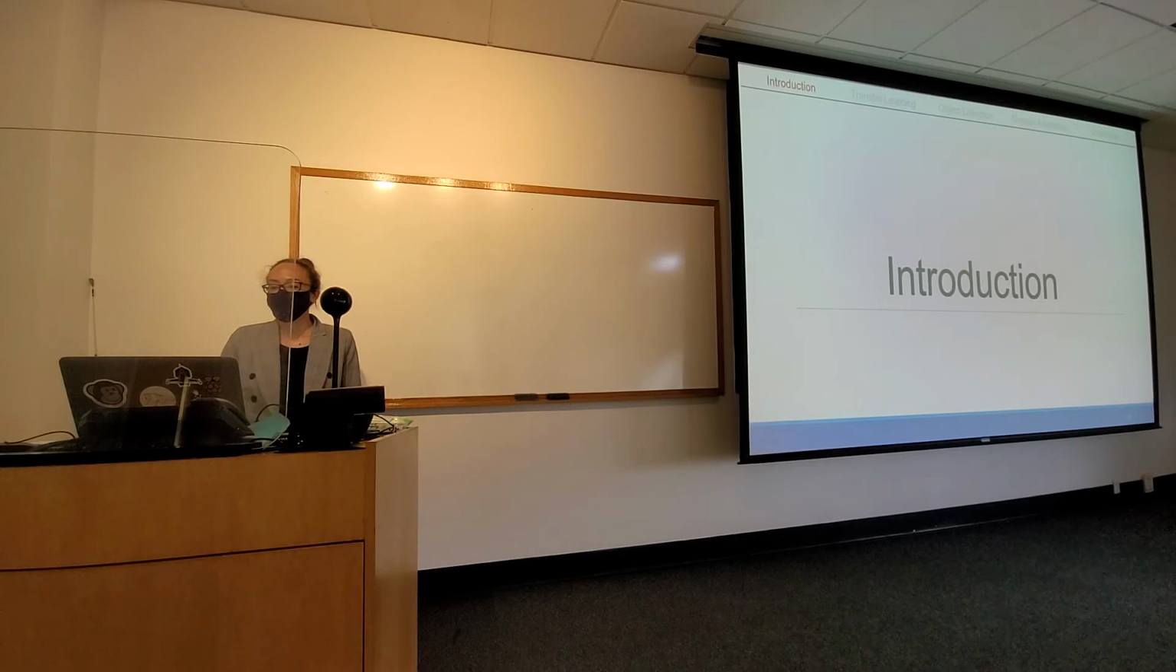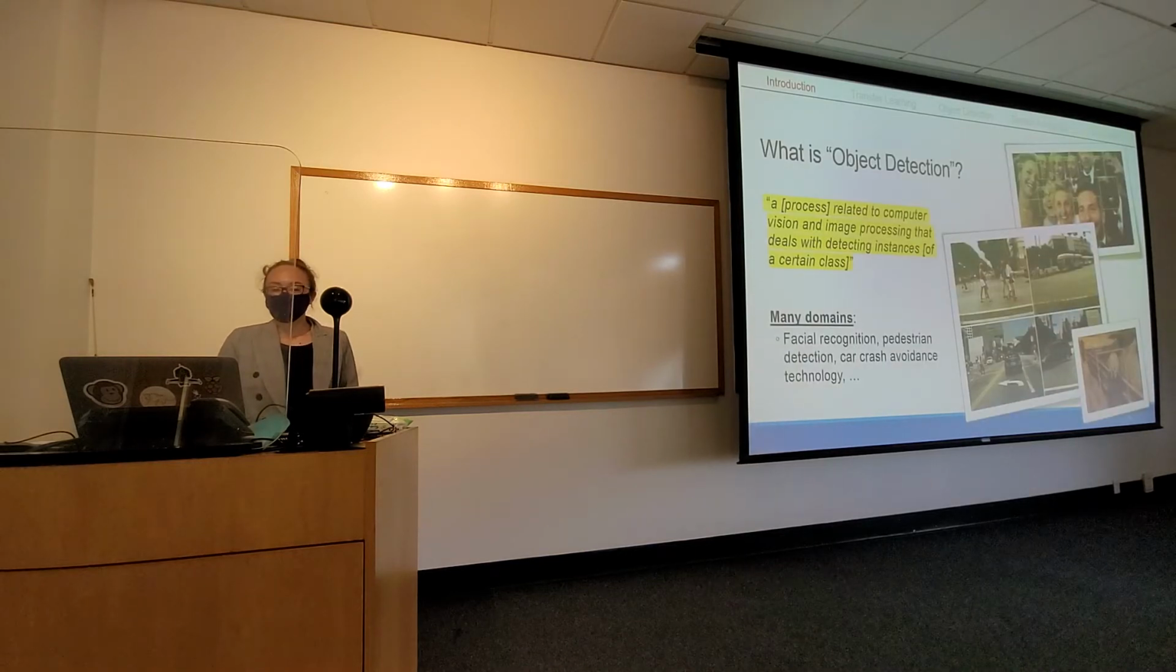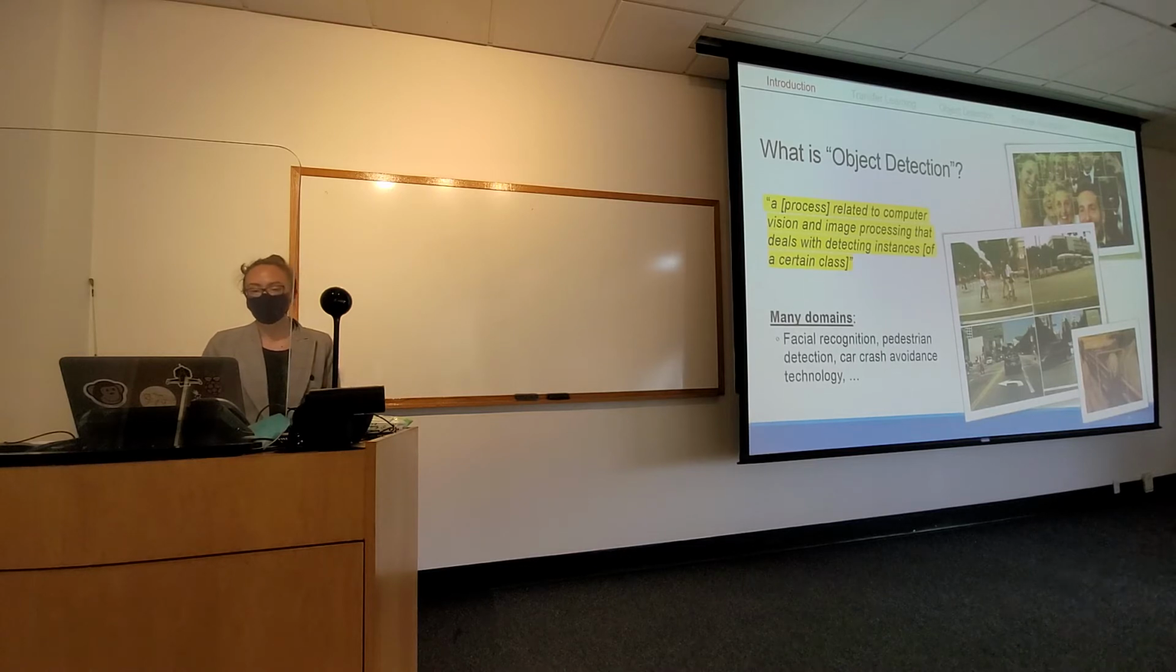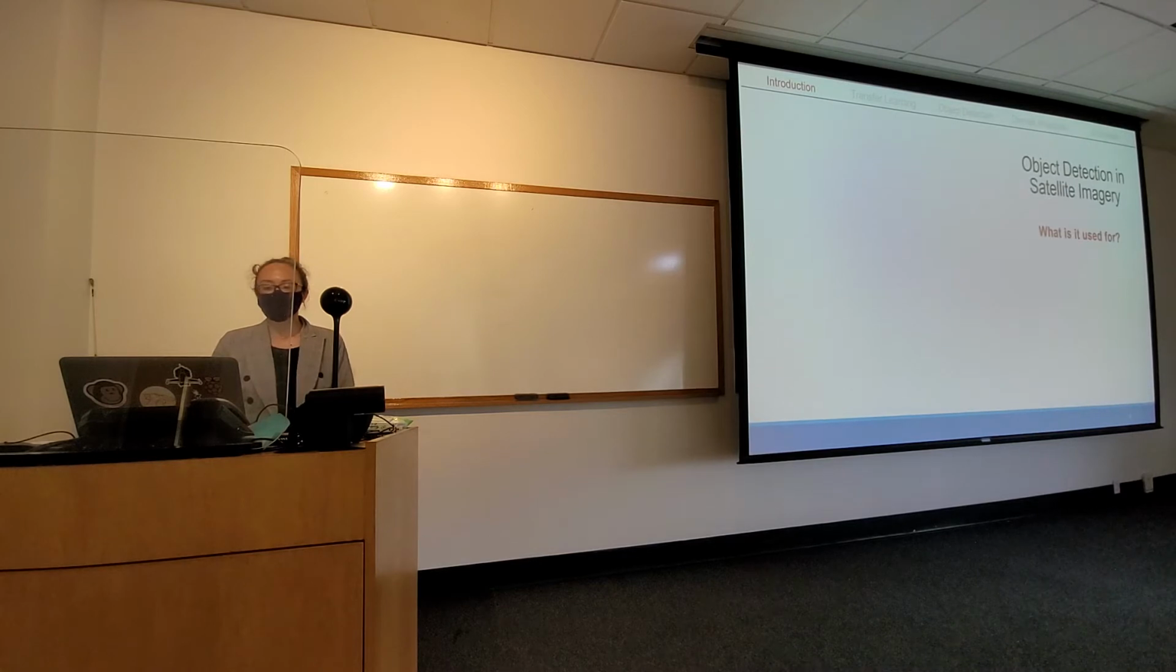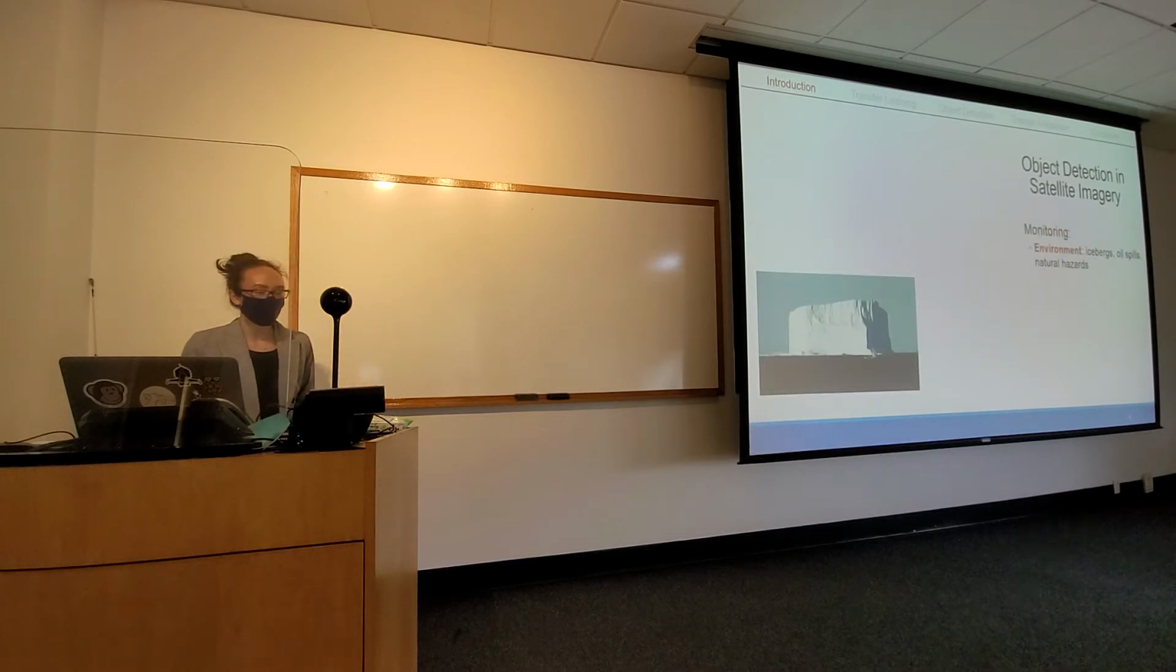So what exactly is object detection? Well, the textbook definition is that it's a process related to computer vision and image processing that deals with detecting instances of a certain class. There are many domains, many of which are pervasive in your lives already, like facial recognition, pedestrian detection, and other kinds of car crash avoidance technology. So these kinds of algorithms are in your cars already. But we're not interested in that. We're interested in satellite imagery.